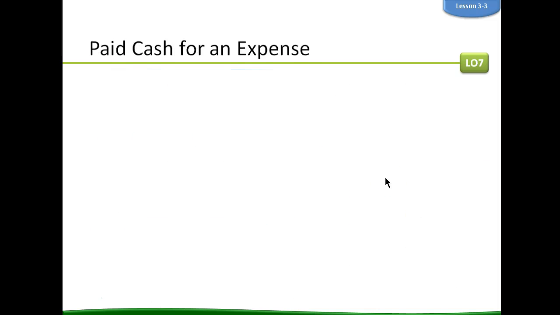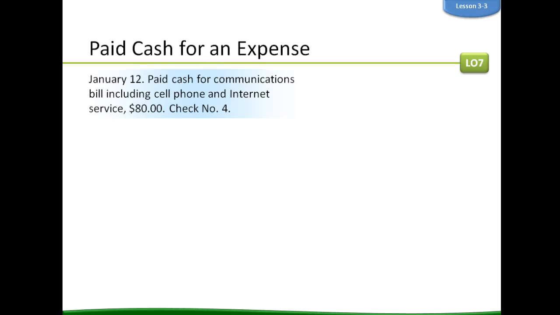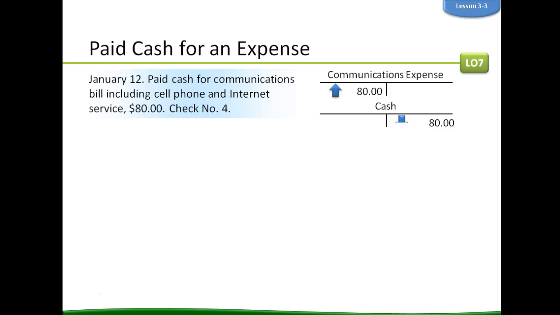All right, I paid cash for an expense. So I have a cell phone bill, it looks like, a cell phone and internet, and I'm going to pay out cash for that expense. So my communications expense is increasing. That's my debit increase on the communications. Now remember that that communications expense is impacting owner's equity. My cash then is decreasing, which is why it is the credit to cash.